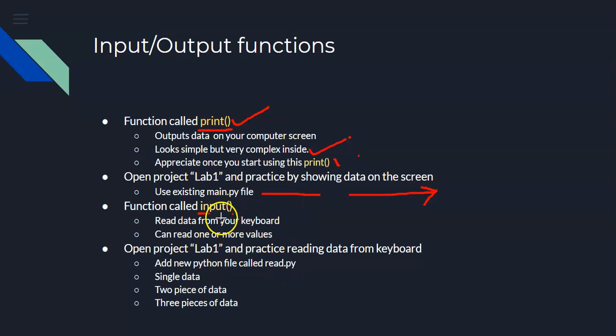So in order to practice input, we are going to do the following things. You're going to open the same project called lab1 and practice reading data from the keyboard. But this time we are going to take a different approach. You're going to add a new Python file called read.py. You're going to learn how to read a single data, how to read 2 pieces of data, and 3 pieces.